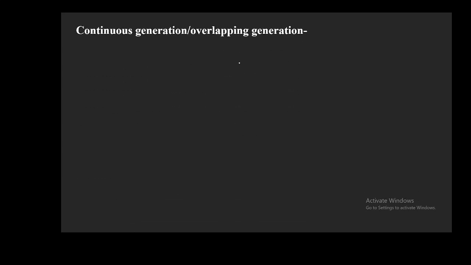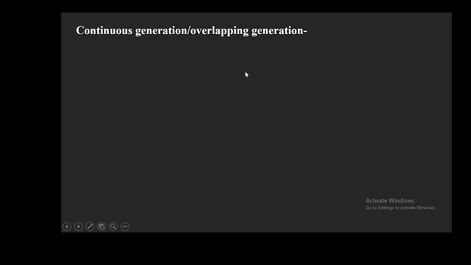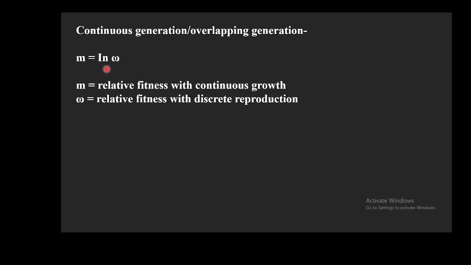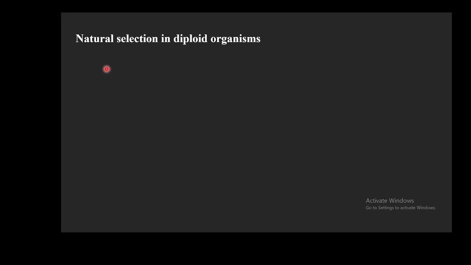Okay. So now coming to the continuous generation, or the overlapping generation. Continuous generation means the parents will produce the offspring and they will not die after just reproduction. So this is known as the continuous generation. And in this you can calculate the M, which is the relative fitness with the continuous growth. Omega is the relative fitness with the discrete population. If you know the value of omega, you can calculate the relative fitness in the continuous generation by using this formula.